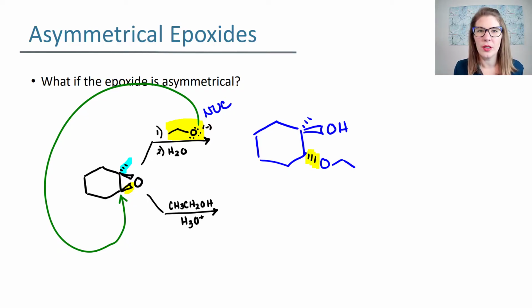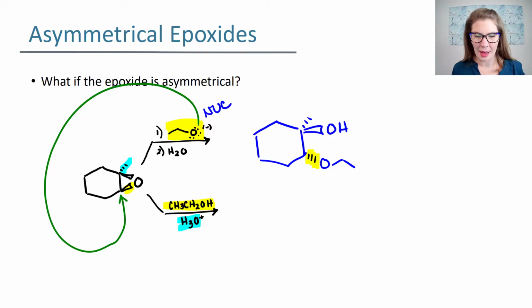Instead of starting with something that is a base and thus base catalyzed, we're going to start with something that is neutral and has an acid catalyst. In this case, the regiochemistry changes. What that means is instead of us getting the OR group at the less substituted side, now our OR group is going to add to the more substituted side.